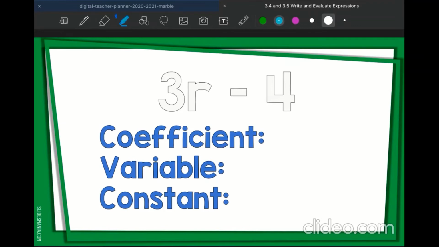Let's see if we can identify some numbers in this phrase. So I have this expression, 3r minus 4. Who can tell me by raising their hand, what is my coefficient? 3, good. Remember, your coefficient is the number in front of the variable. Who can tell me what my variable is? R, good. Remember, your variable is your letter. And what is my constant? 4. Remember, your constant is just any number that's all by itself.